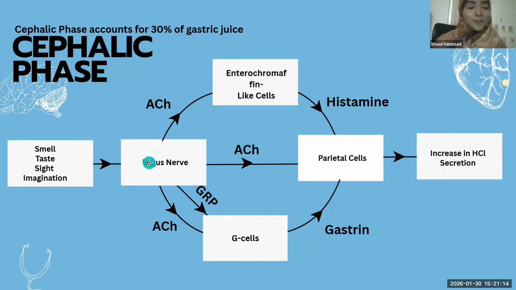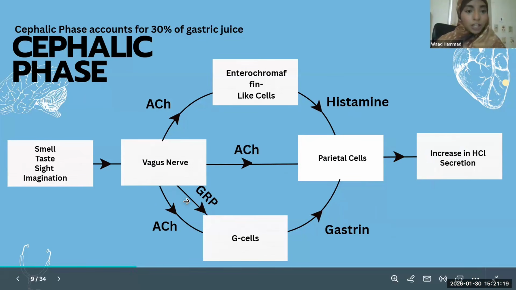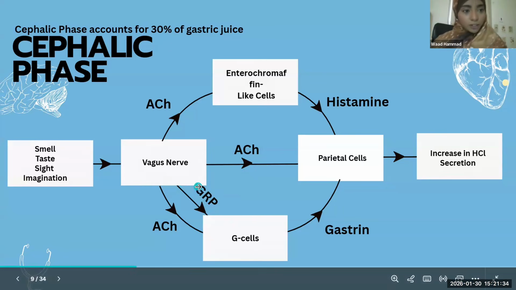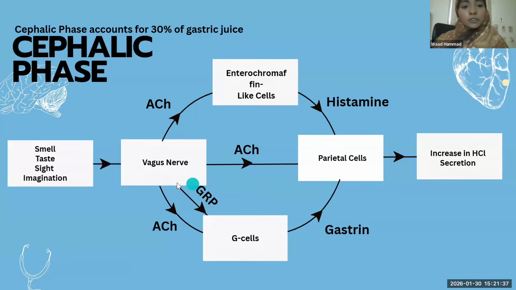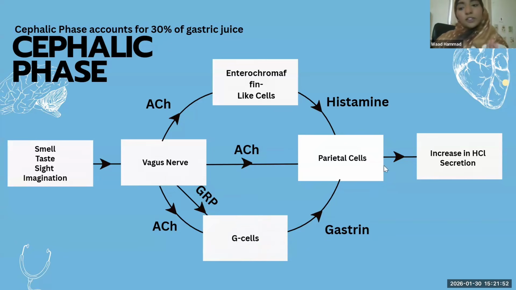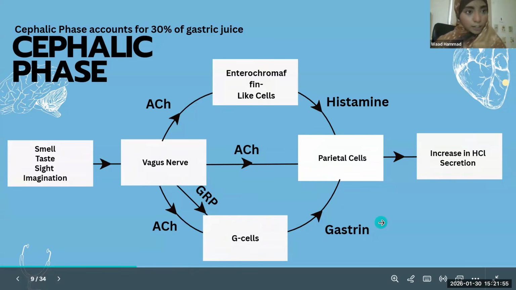One thing I want to add is that the vagus nerve also releases a different neurotransmitter called GRP. This is a very important neurotransmitter because it's in addition to ACH. So ACH is not the only neurotransmitter that helps, but there's also GRP, which is very important because we have a clinical case that will relate to this. So just remember that our vagus nerve still releases GRP, which stimulates G cells, which causes them to release gastrin, which can then stimulate parietal cells. So GRP stimulates G cells only, not enterochromaffin-like cells, not parietal cells. But it still increases HCl secretion because we have more gastrin.